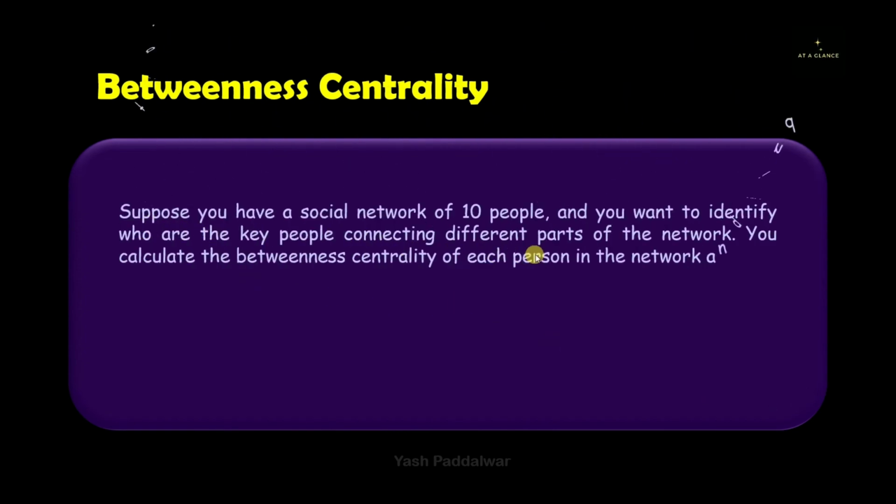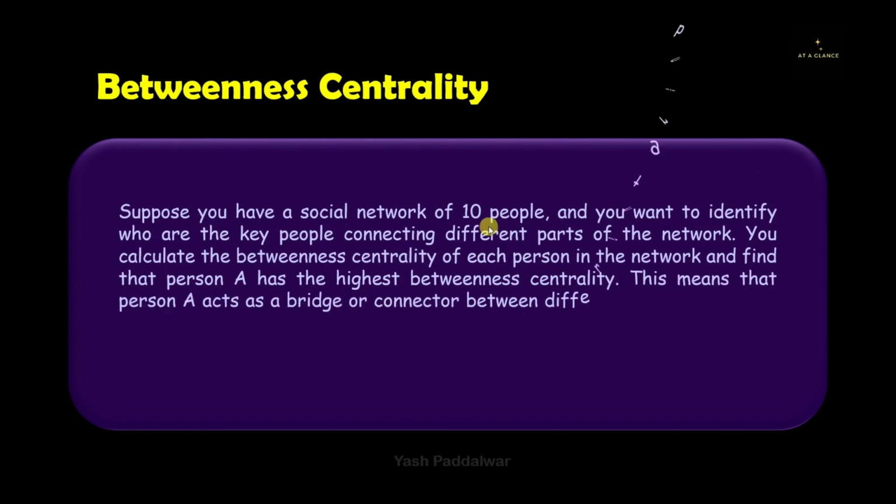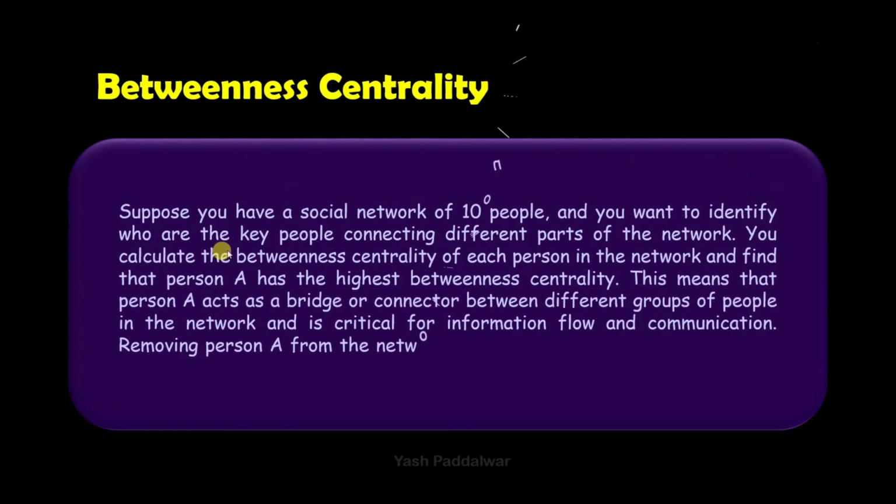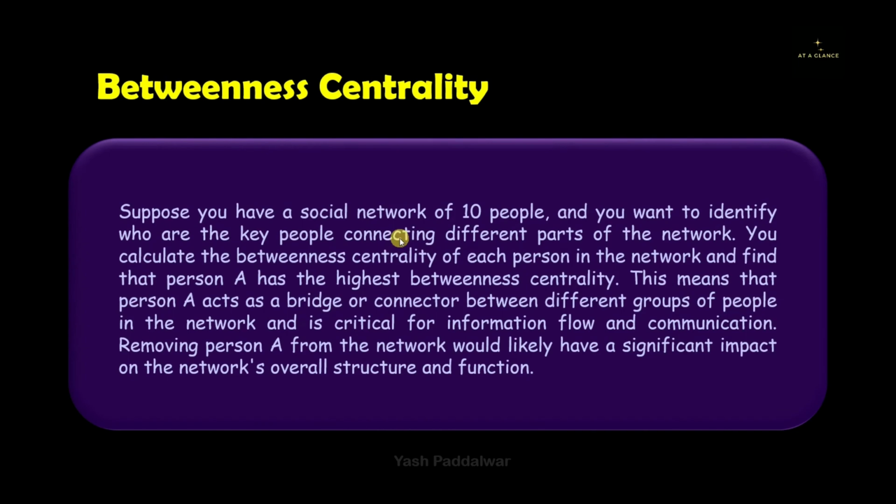Now, here I have given you a very simple example to know more about betweenness centrality. The scenario is like this. Suppose you have a social network of 10 people. That means you have 10 nodes in the network. All these people or nodes are connected to each other in some fashion. Now, you calculate the betweenness centrality of each and every node, and you find out that person A, that means node A in the network, has the highest betweenness centrality.